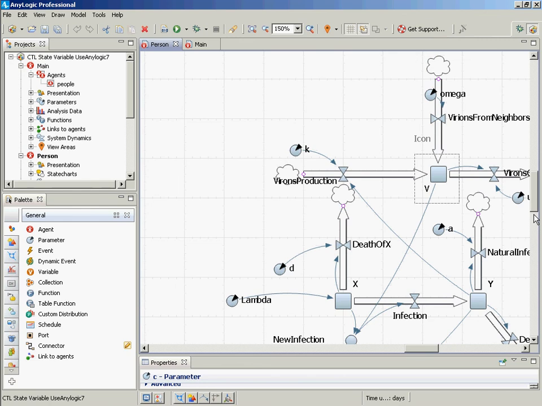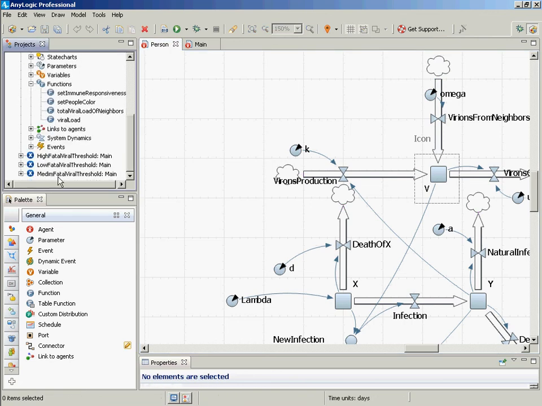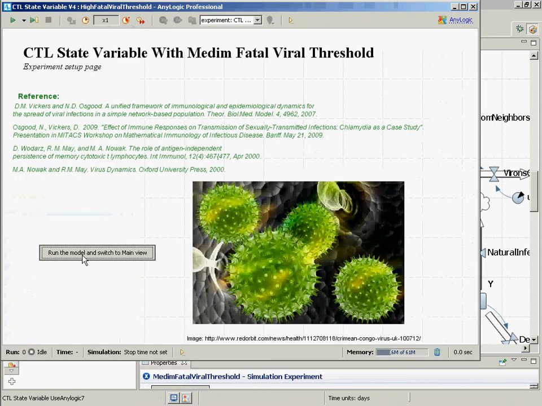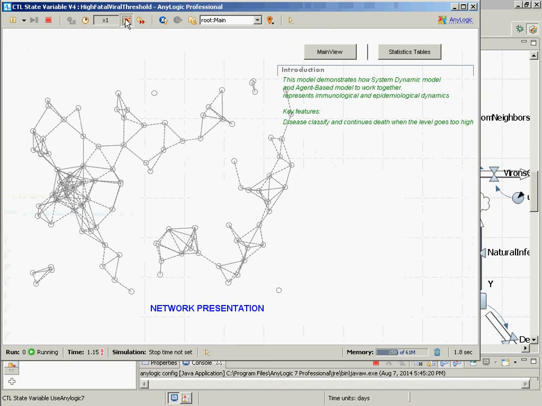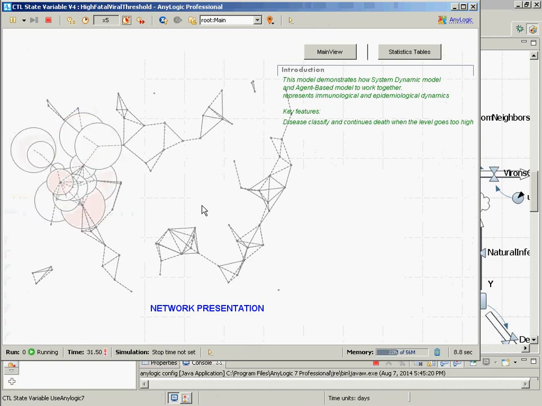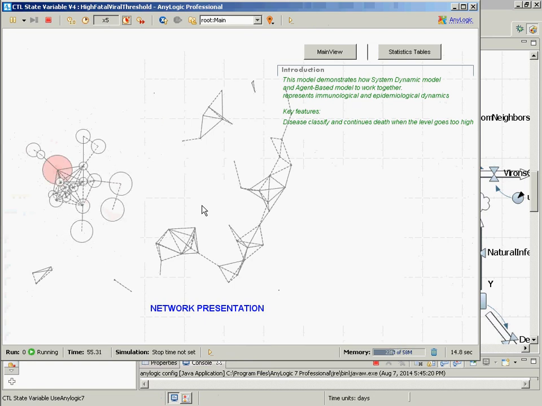This is the thing I haven't shown yet. But if we look at the medium viral threshold scenario and run it, we'll see that you also have a dynamic population. So you have a population where individuals are removed based on their ability to handle the infection, and if their immune system strength or their network context is such that they have an overly adverse exposure, if their viral level goes too high, they're removed from the population.